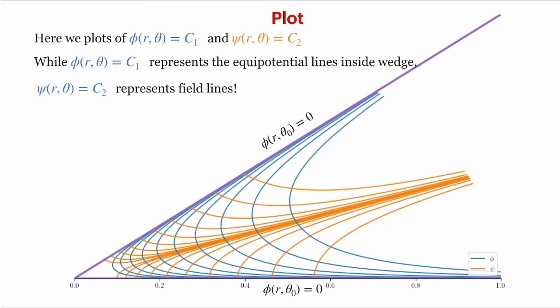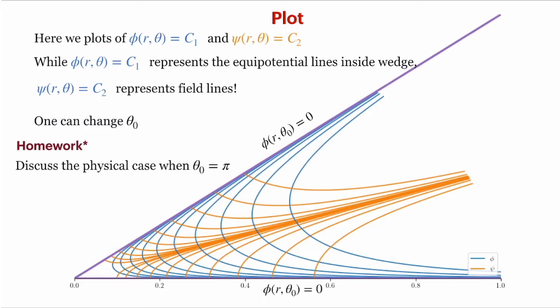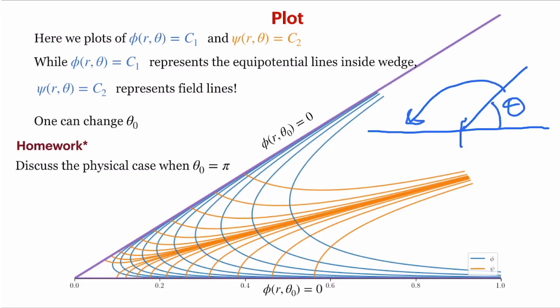We have taken theta naught equal to pi by 4 in this case, and this is how the potential looks inside. Some of you wanted a more challenging problem as homework. Here is one. Discuss what happens when theta naught is equal to pi. Theta naught equal to pi would be representing a simple plate like this, because this is theta naught, and when it becomes pi, it would be like this. So you have to discuss, using the complex potential, the behavior or the physics when theta naught goes to pi. That is a simple plate. Now that in itself is not interesting.